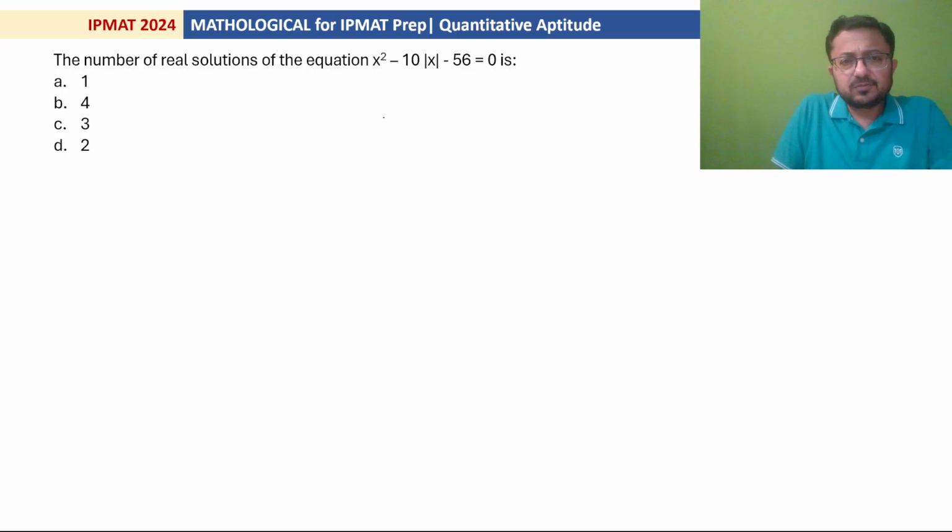One, we can directly think that mod of x can be positive and negative. If x is positive, it will open with the positive sign, and if negative, it will open with the negative sign. So we can take two cases: x greater than or equal to 0 and x less than 0. If x is greater than or equal to 0, the equation will be x square minus 10 into x, because mod of x will be equal to x, minus 56 equal to 0.